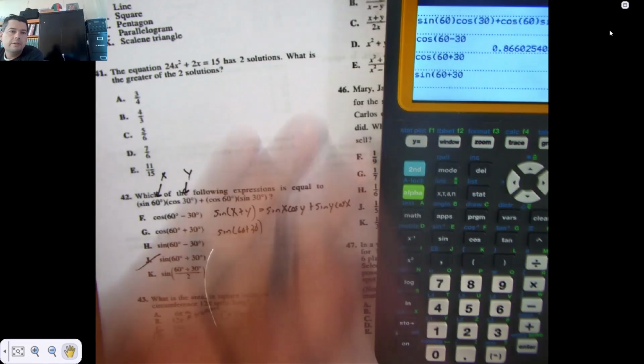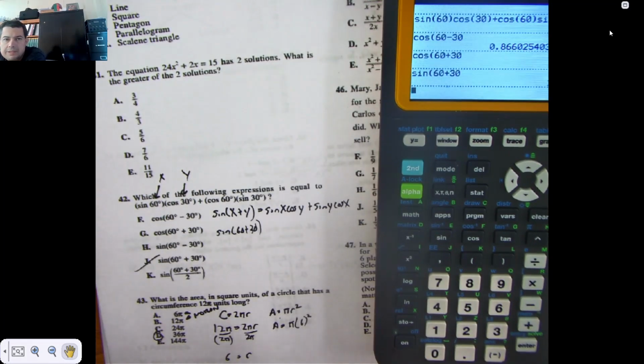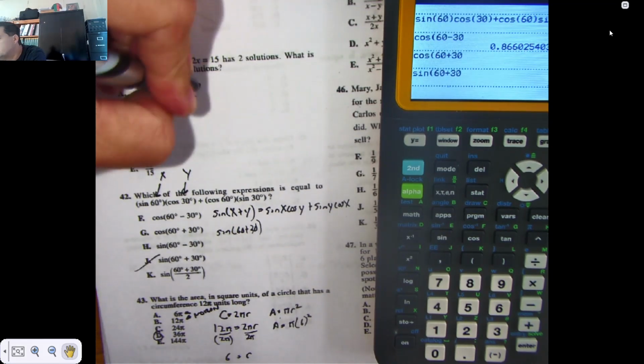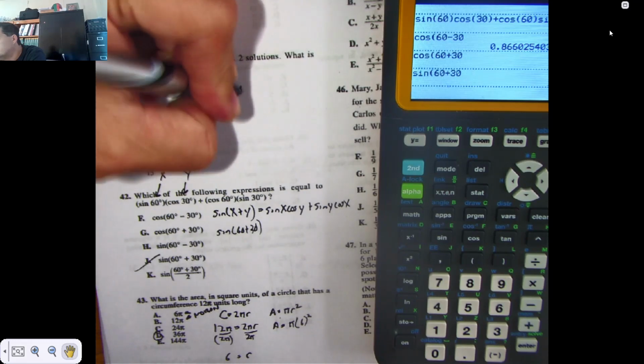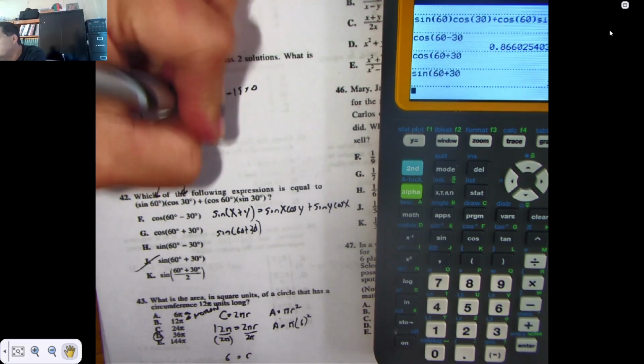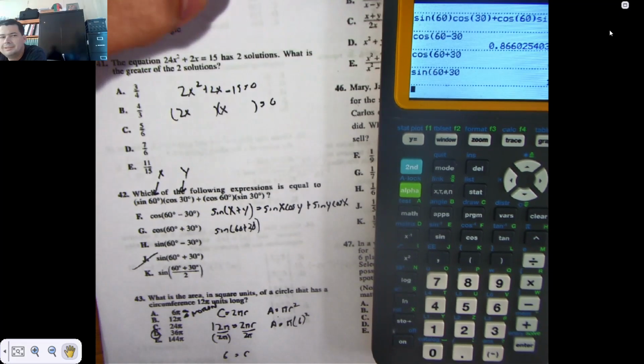Number 41: the equation 24x squared plus 2x equals 15 has 2 solutions. What is the greater of the 2 solutions? In a perfect world, every one of you would realize that you shift over and you factor. But a lot of kids can't factor, and they don't care that they can't factor. Hopefully you're not one of those kids.